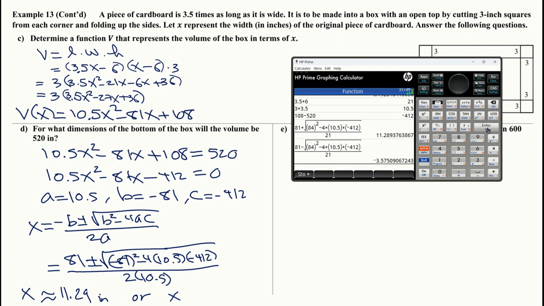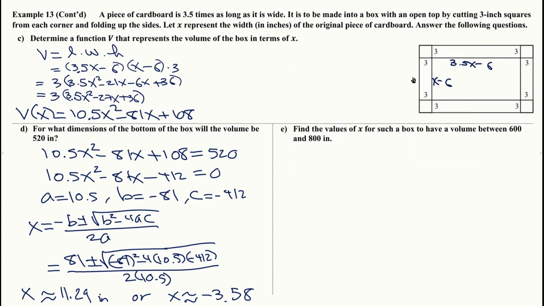Negative 3.58. Now obviously we can't have a negative X value, because remember what X is. X is the width of the original cardboard piece. So therefore that's the only possible answer. So the answer is 11.29 inches.